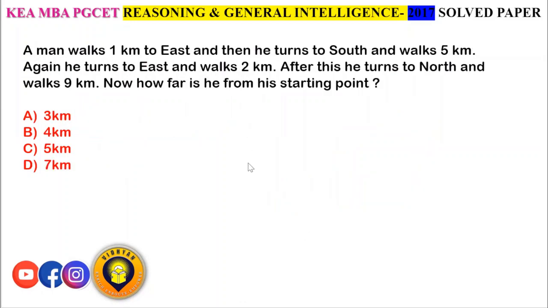A man walks 1 kilometer to east. So let us say he is moving to the east direction 1 kilometer, and then he turns to south and walks 5 kilometer. Again, he turns east and walks 2 kilometer.